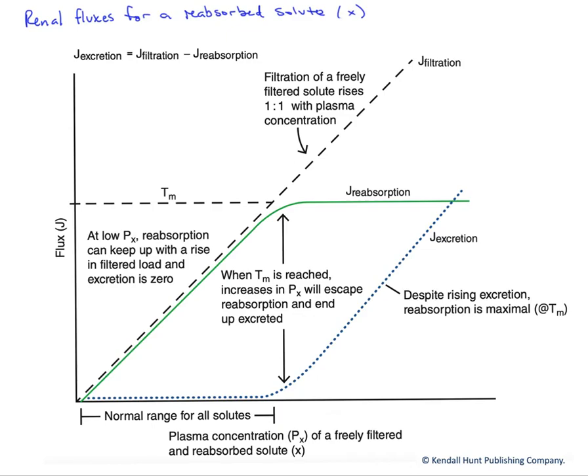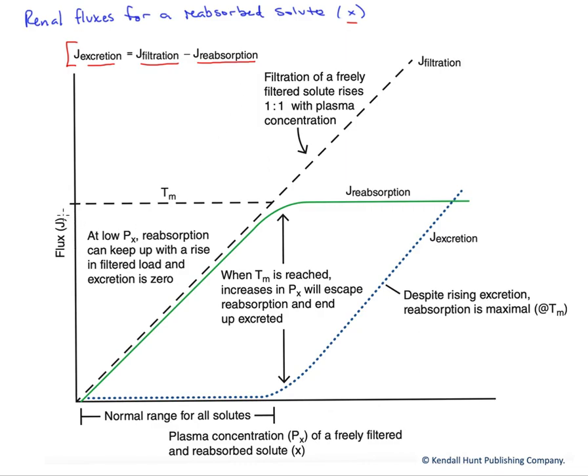In this graph, we're going to look at the renal fluxes for a reabsorbed solute, solute X. And a reabsorbed solute is one that is filtered that we do not want to excrete. And so the nephron wall has to reabsorb it to put it back into the bloodstream. And if you recall, excretion of a reabsorbed solute, J excretion, J for flux, would equal the rate at which it's filtered minus the rate at which it's reabsorbed, the rate at which it's being saved from that filtrate.